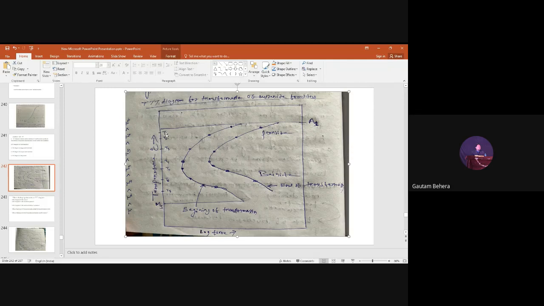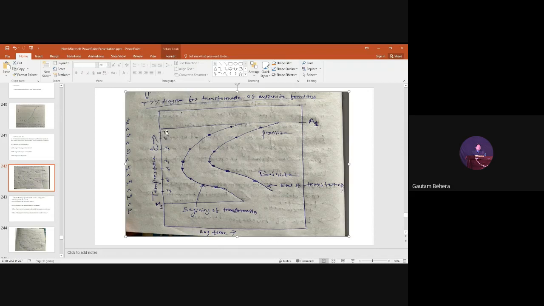And if you look at the overall transformation, it depends upon both the rate of nucleation and the rate of growth. Or in other words, the overall nature of the transformation depends upon the rate of nucleation and rate of growth, or you can say it depends upon the undercooling as well as the transformation temperature, or rate of diffusion. Fine.